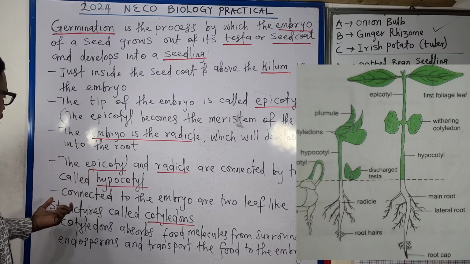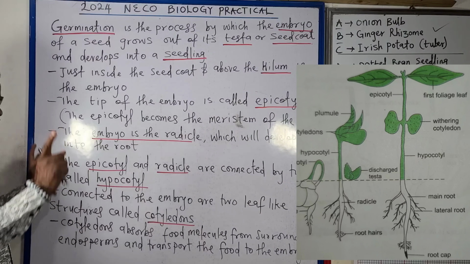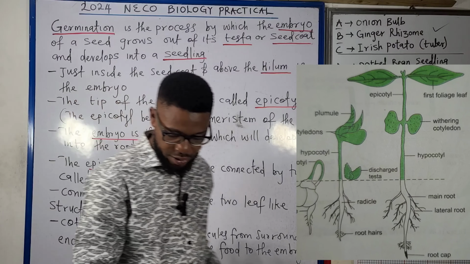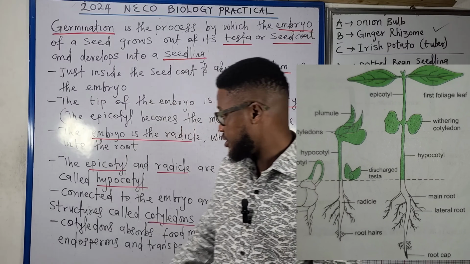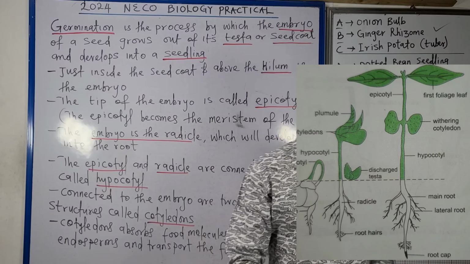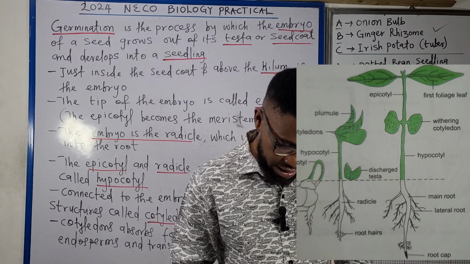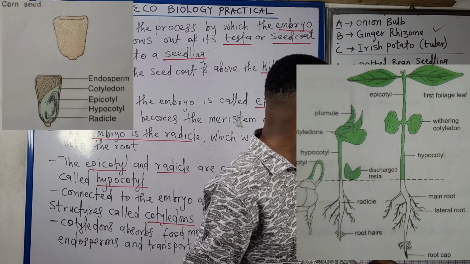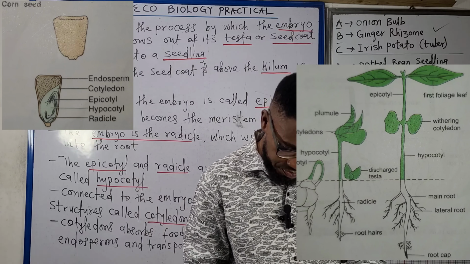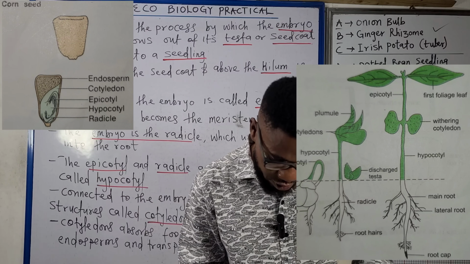Now, connected to the embryo are two leaf-like structures called cotyledons. You can see the cotyledons on the side. Now look at a maize seed, a corn seed here, we have guinea corn. In a corn seed here, you can see where you have your cotyledon.